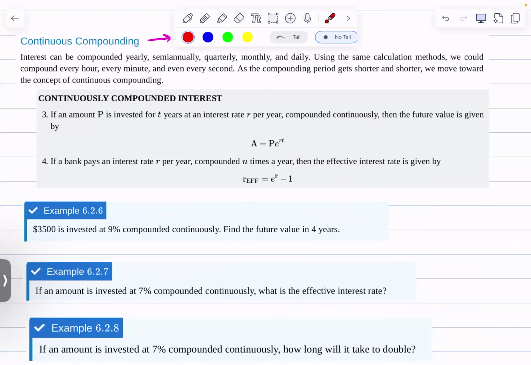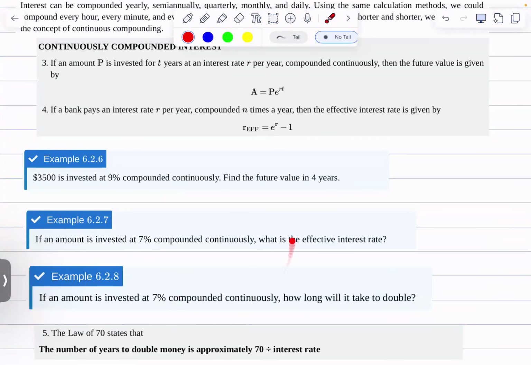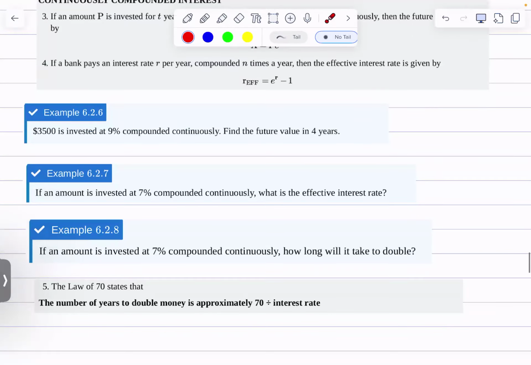Now what I'll do is I'll fill in the solutions to these. We can find the effective interest rate. It uses e, the e button. It's a constant, kind of like pi. So you'll have some practice problems, but for continuous compounding, I won't test you on it.